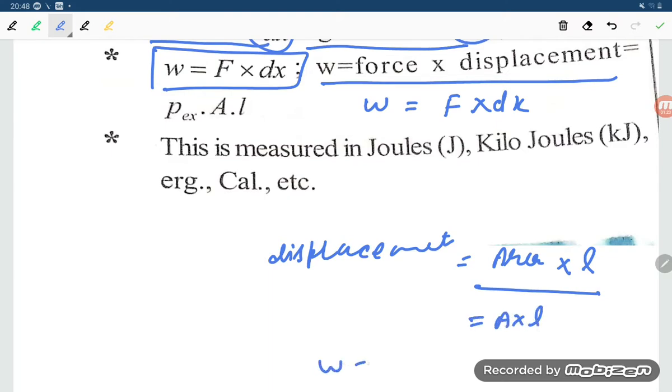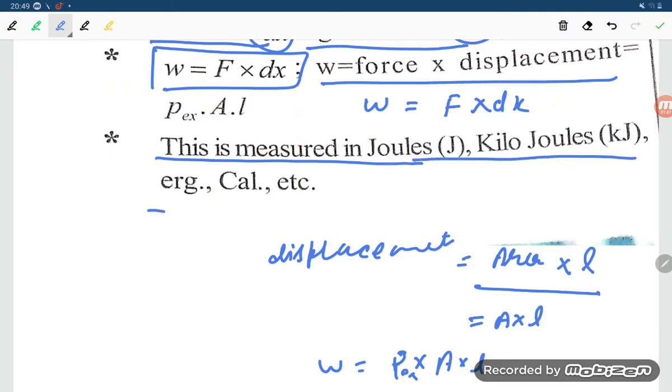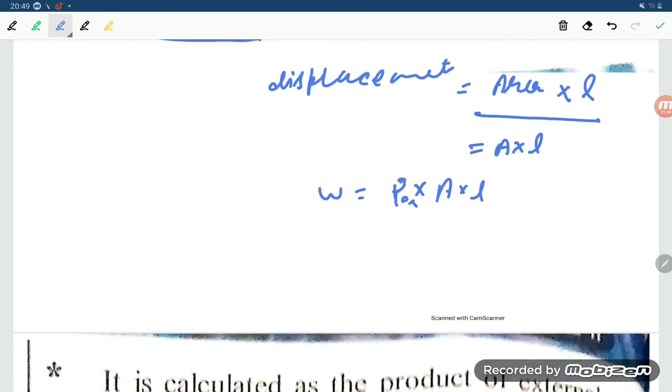So W is equal to F into displacement. Force means what, student? Force is equal to pressure, so we can write P external into A into L. This is measured in joule, kilojoule, or calorie.